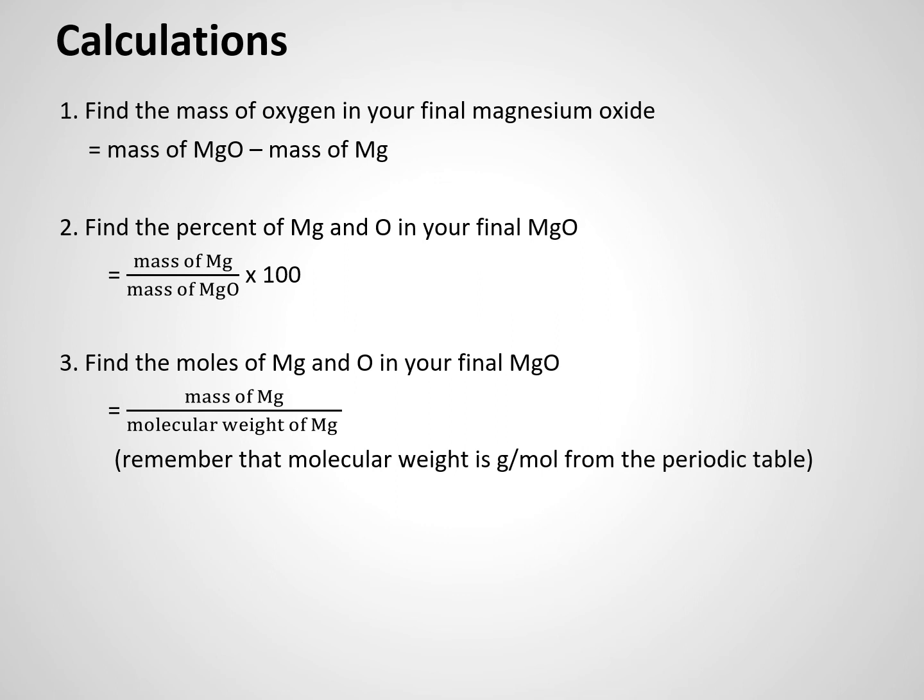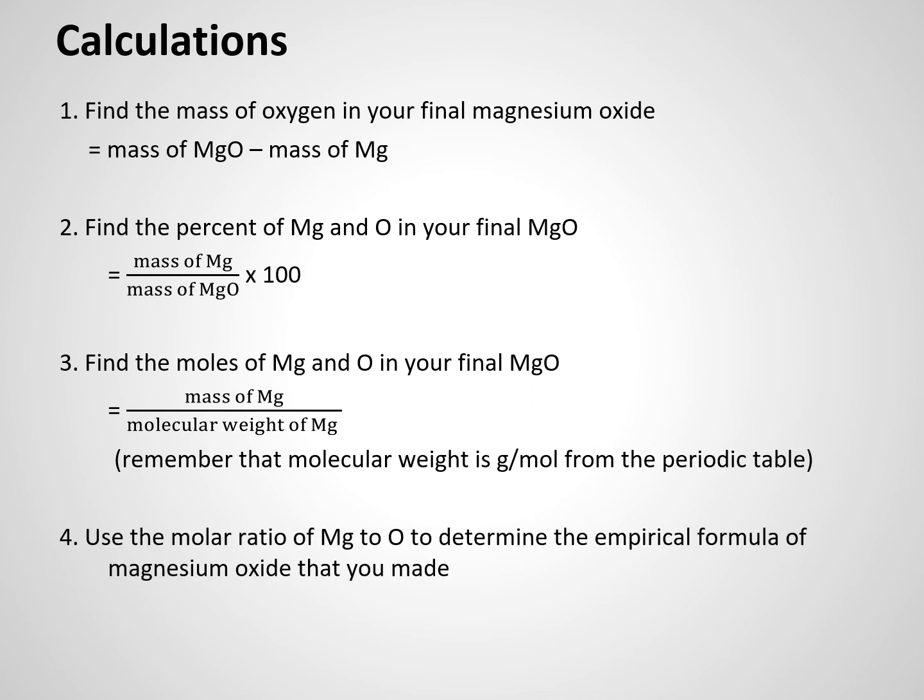Then you can also find the moles of magnesium and oxygen in your final product, which is done by dividing the mass of each of those by their molecular weights. Remember, you can find the molecular weight on the periodic table for each element, and the units for that is grams per mole. So when you divide grams by grams per mole, you will end up with moles. Then you can use the molar ratio between magnesium and oxygen to determine the empirical formula of the magnesium oxide that you made, or that I made.